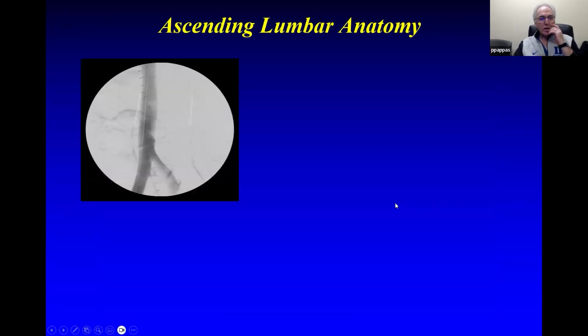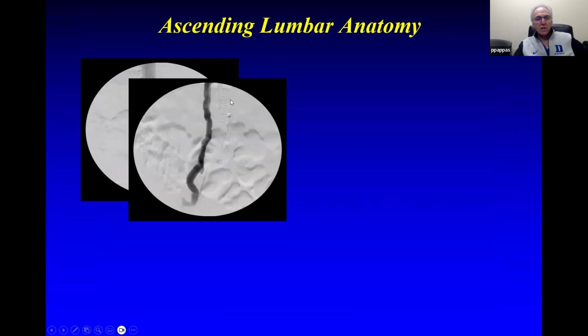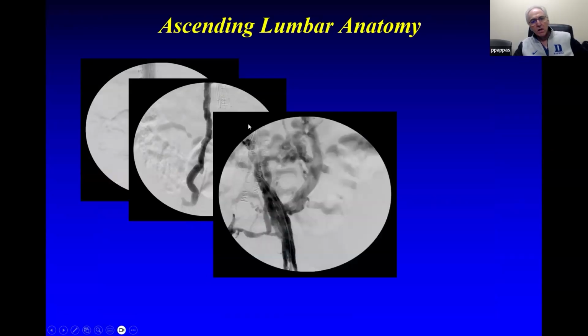Okay, so what does the ascending lumbar vein look like in venography? Here's someone who has an inferior vena cava occlusion. You can see that there are two vena cava filters here. This is a very dilated, large ascending lumbar vein. When you have an IVC occlusion, this is your collateral pathway.